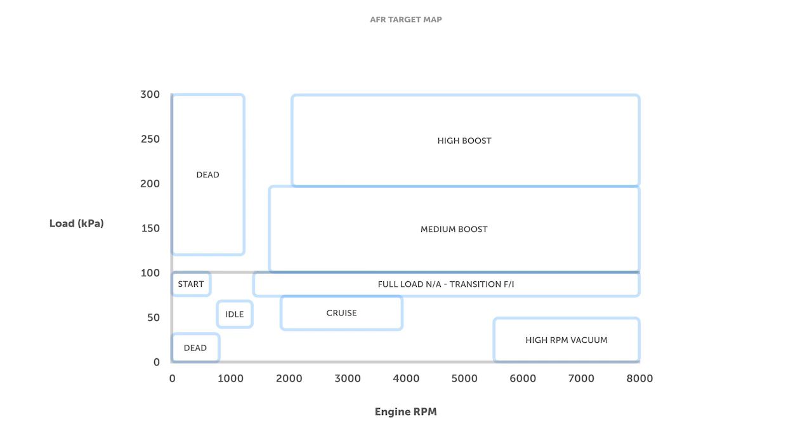You can see that we've highlighted areas in the map to represent idle, cruise, high RPM vacuum, and full load NA, which also corresponds to a zone known as transition for turbocharged or supercharged engines. As we move into positive boost pressure, we have two zones labelled medium boost and high boost. You can see we also have a couple of dead zones and finally a starting zone. We'll look at each one in some detail and discuss what we need to focus on when tuning them.